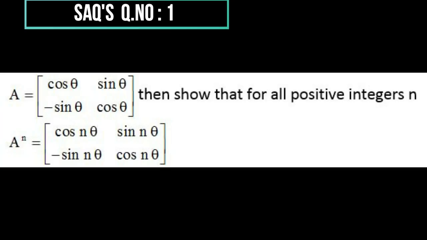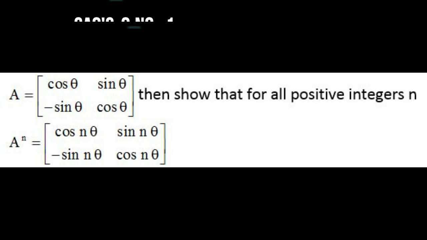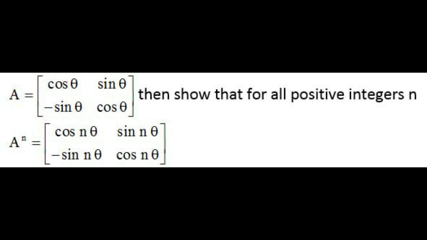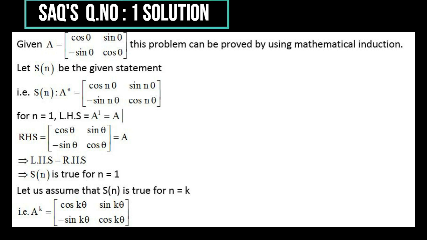Short answer questions. First one is, if A is equal to cos theta, sin theta, minus sin theta, cos theta, then show that for all positive integers n, A power n is equal to cos n theta, sin n theta, minus sin n theta, cos n theta. The problem is proved by using mathematical induction.